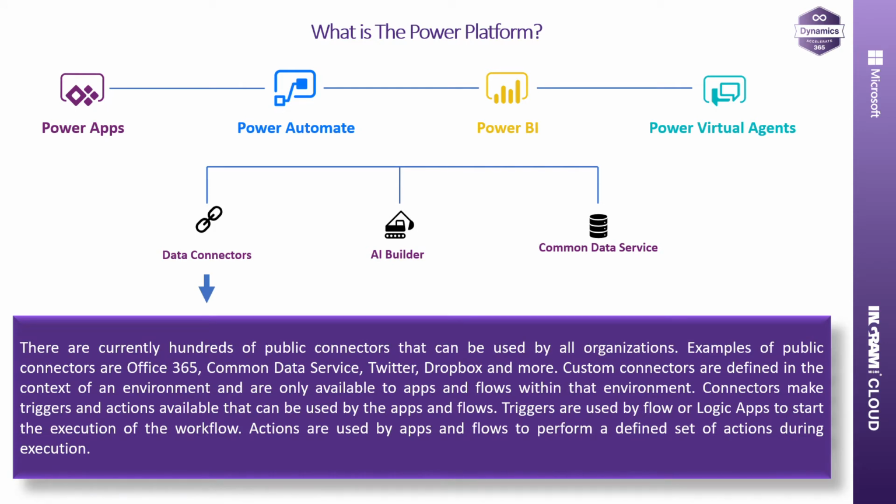There are currently hundreds of public connectors that can be used by all organizations. Examples of public connectors are Office 365, Common Data Service, Twitter, Dropbox, and there's so many more. Custom connectors are defined in the context of an environment and are only available to apps and flows within that environment. Connectors make triggers and actions available that can be used by the apps and flows. Triggers are used by flow or logic apps to start the execution of the workflow. Actions are used by apps and flows to perform a defined set of actions during execution.